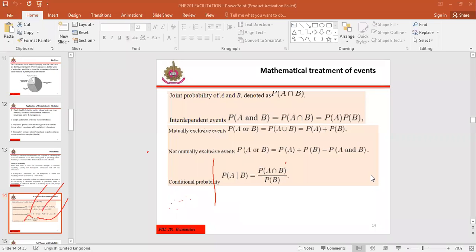Now, that coin, when you roll it, you throw it up. It's either you have the head or the tail, they are not the same. That's what we are trying to explain here, that the two events cannot happen at the same time. But if it is not mutually exclusive, it means the two can happen at the same time. Then all you have is A or B, that is, probability of A plus probability of B minus probability of A and B.